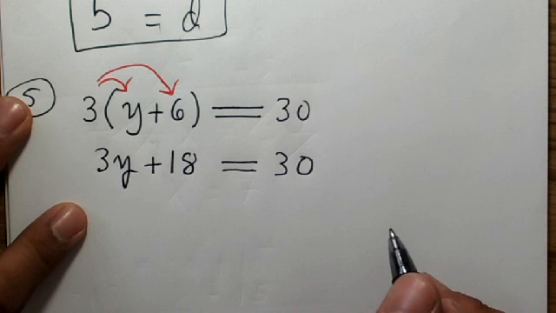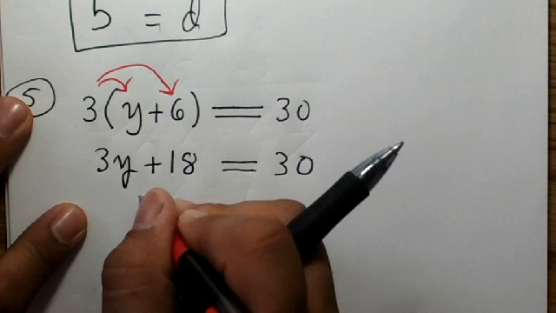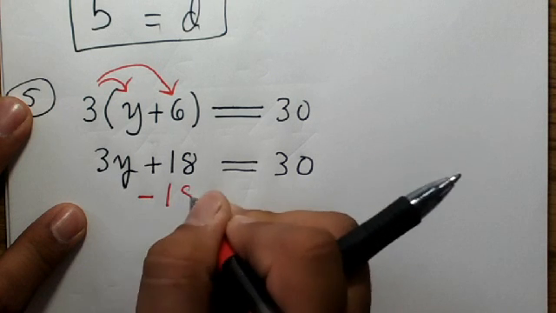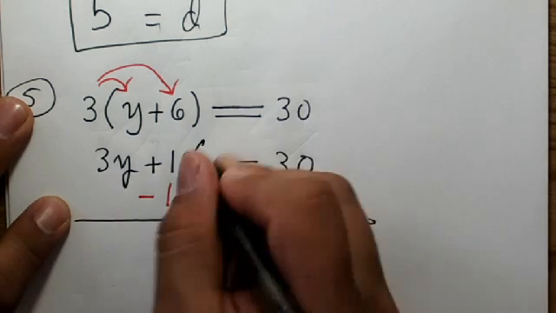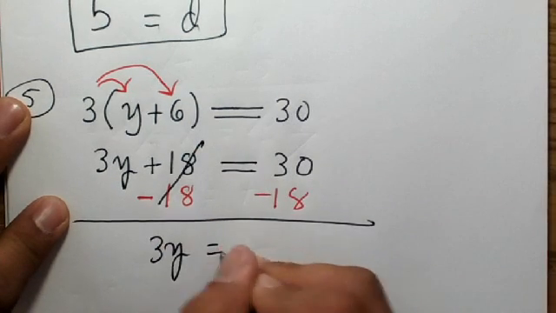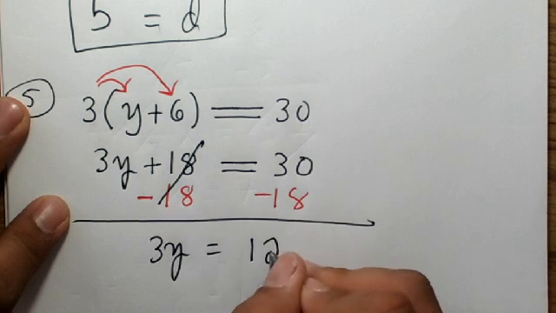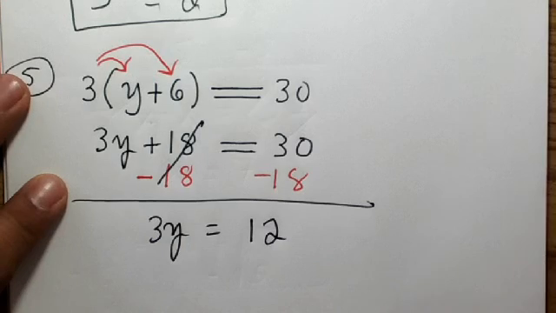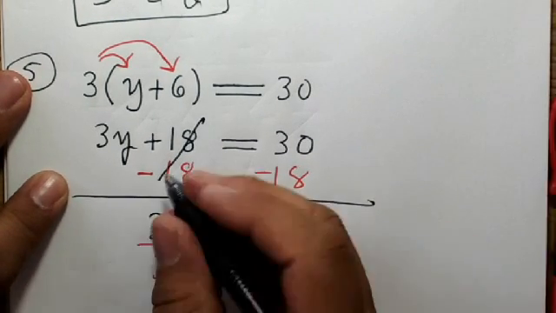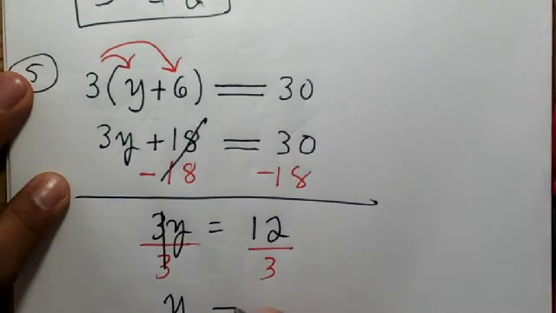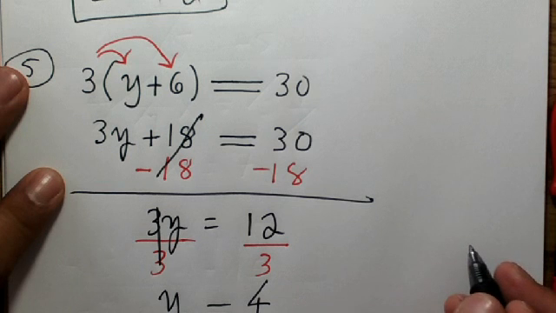After we distribute, what would be the first step? Excellent. Very good. So you're left with 3y equals 30 minus 18, which is what? 12. And then what do we do? Divide by 3. Y would equal what? 4.